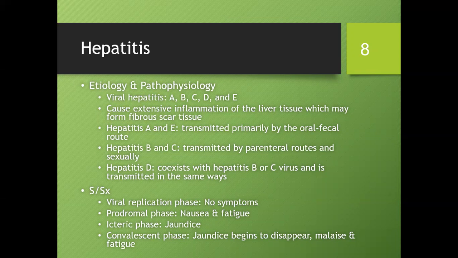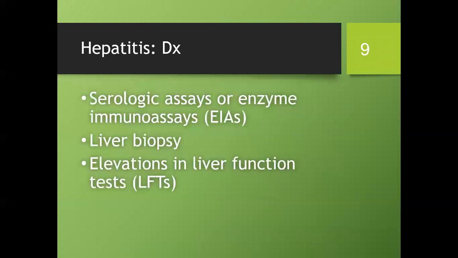The convalescent phase, or post-icteric phase, jaundice starts to disappear. And so do the malaise and fatigue. These patients are starting to go back to normal.